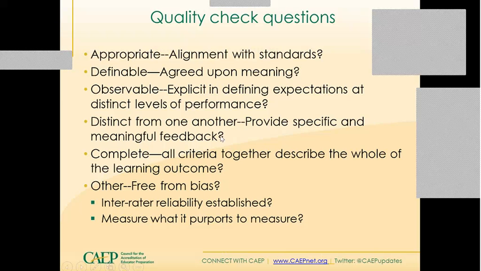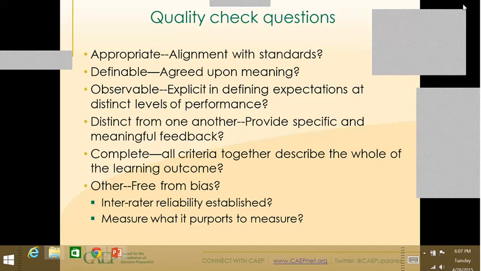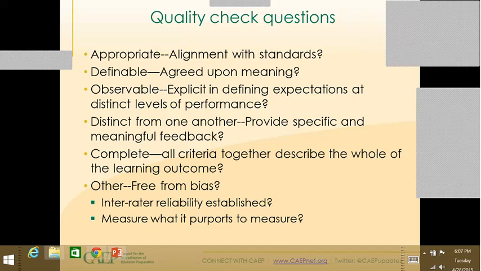So distinct from one another so that it provides that specific and meaningful feedback, that's sort of universal feedback that we would give to any candidate. And then the completeness, and then of course this freedom from bias, which is the validity and reliability stuff. And in the future, we will have time to have an entire webinar on reliability and validity, okay? And it says, how much evidence is expected for inter-rater reliability efforts?